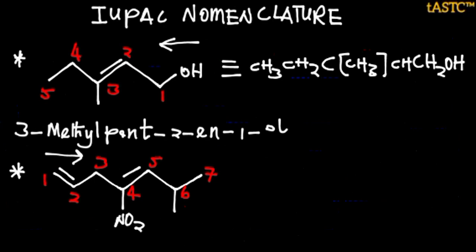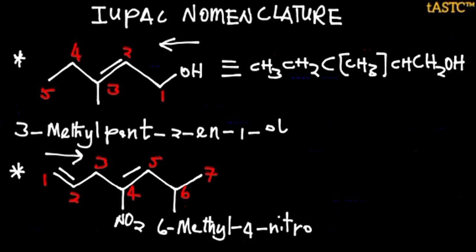Now the name of this will be, so I'm going to start with the methyl group. That is a 6-methyl. This is 6-methyl. And then 4-nitro. Well, so I need to use a lowercase n. So this is a 4-nitro.